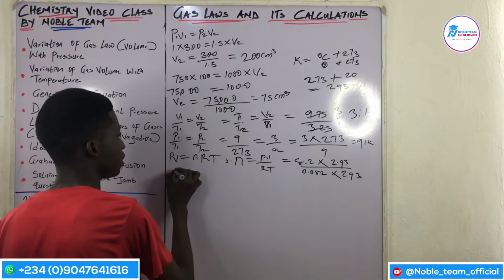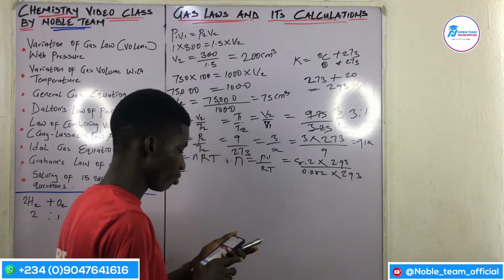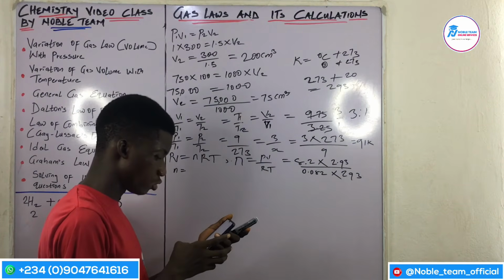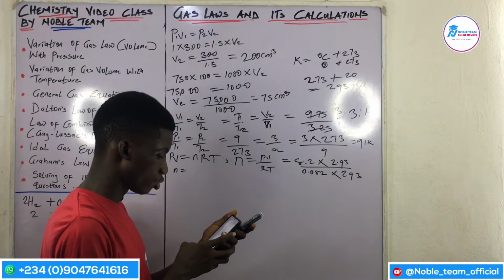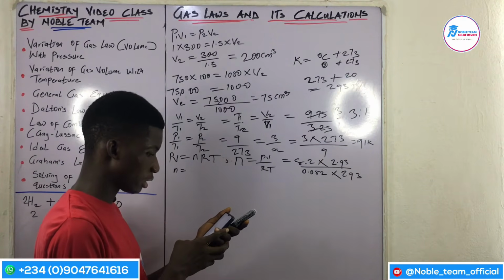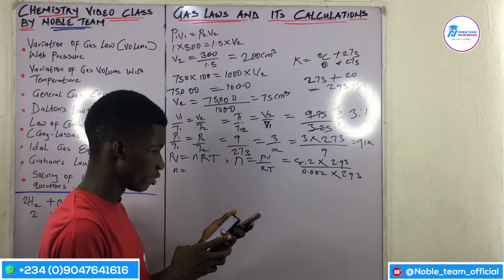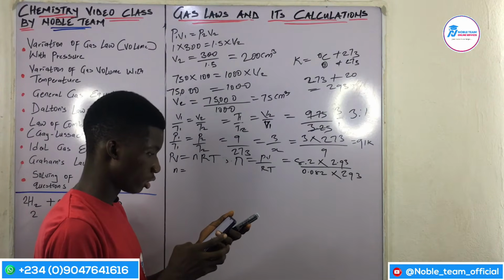Let's add up to get the number of moles. Make sure you are punching it on your calculator. So we have 8.2 multiplied by 2.93, then divided by 0.082 multiplied by 293.